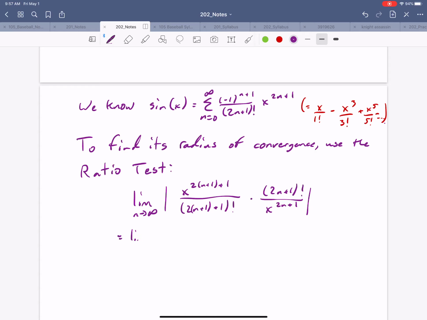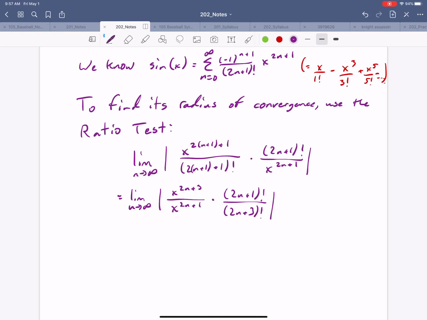Right, and then when we simplify this out, we're going to get x to the 2n+3 over x to the 2n+1 times (2n+1)! over (2n+3)!, right? Well, let's see what happens here. This is going to give us kind of an abusive notation right here. But all that's left over is the x squared.